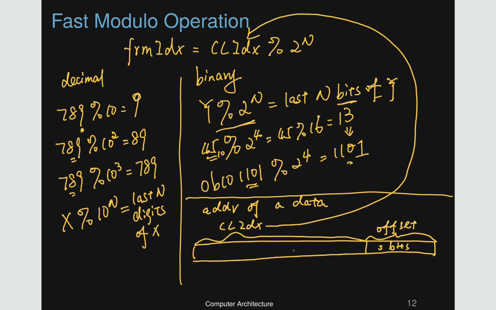So all we need to do for the modulo operation is extract the last n bits, and we can get the frame index for this piece of data, the index of the frame that should be used to store the cache line that contains this piece of data. So here, these n bits directly correspond to the frame index.